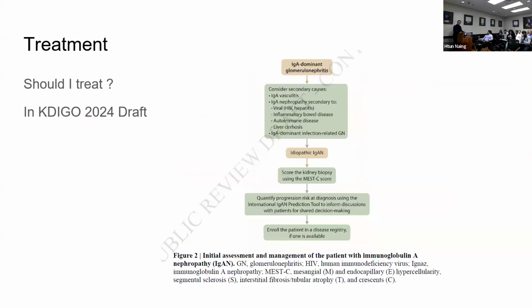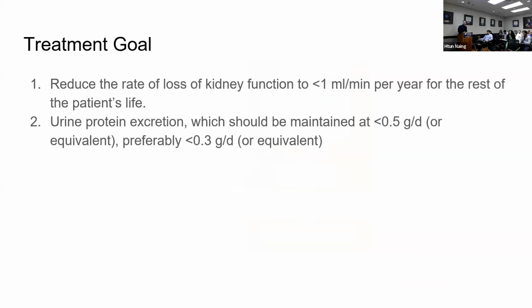So let's talk about the treatment. If we have a patient with IgA-dominant glomerulonephritis, we have to rule out all the associated factors. After that, this is idiopathic IgAN; look at the Oxford MEST-C score and think about whether we have to treat or not. And if we decide to treat, before we treat we have to consider these things. I got this from the 2024 IgA nephropathy clinical guideline, which is still not published yet. There's a reason why it's not published yet; I will talk about that later.